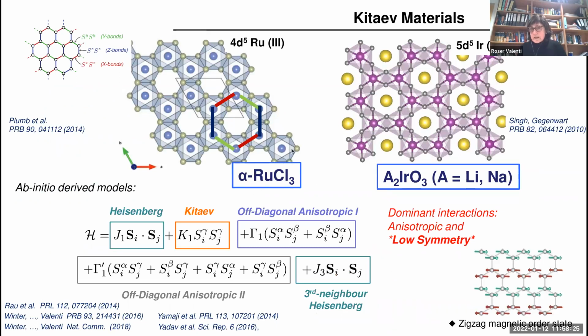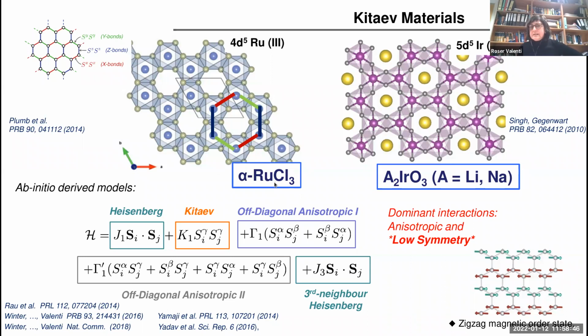One of them is alpha ruthenium trichloride, as well as the 213 iridates, the 2-dimensional and also the 3-dimensional versions. And one of the most studied materials, and we will have today and tomorrow more talks about these Kitaev systems, especially is alpha ruthenium trichloride.